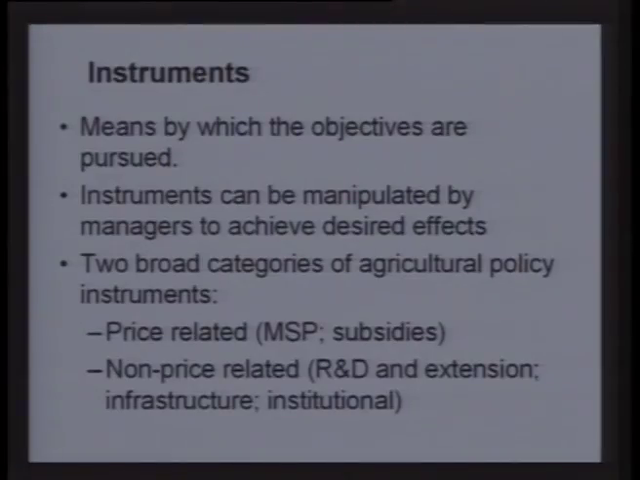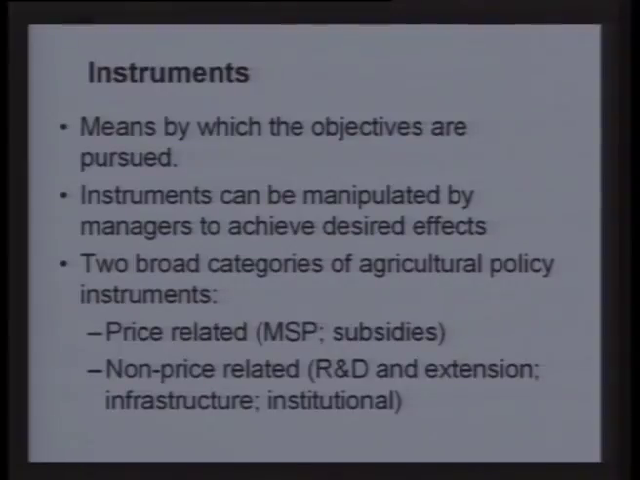Then instruments, which means how we can achieve our objectives in agriculture policy. This is what we call the instruments. Instruments can be manipulated by the managers to achieve the desired effects. There are two types of agriculture policy instruments. One is price related, the other is non-price related. We can divide the instruments of policy in two parts: price related instruments and non-price related instruments.